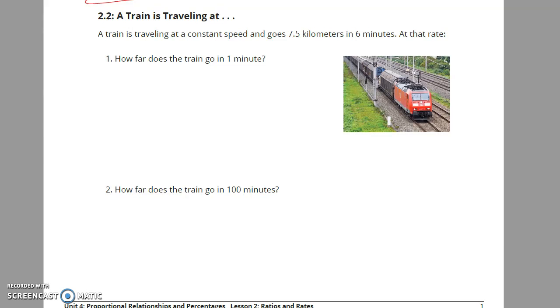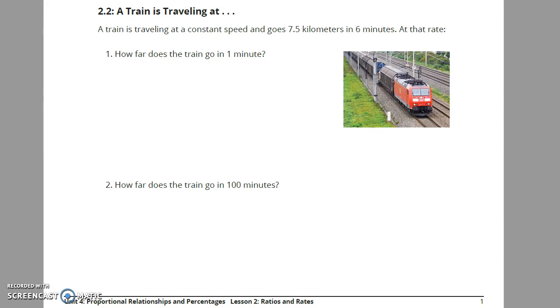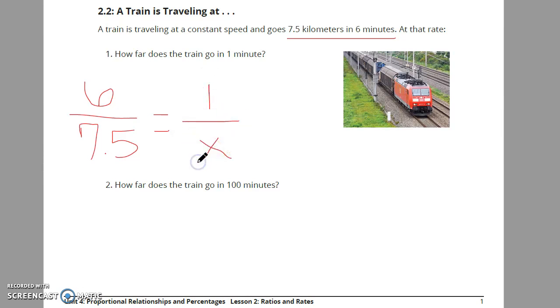Okay, so a train is traveling at a constant speed and goes 7.5 kilometers in 6 minutes. This is important information. At that rate, how far does the train go in 1 minute? Remember this handy dandy equation Miss White keeps reminding you to use. So we know there's 6 minutes. It travels 7.5 kilometers. So if we want it to travel 1 minute in x amount of kilometers, we then cross multiply.